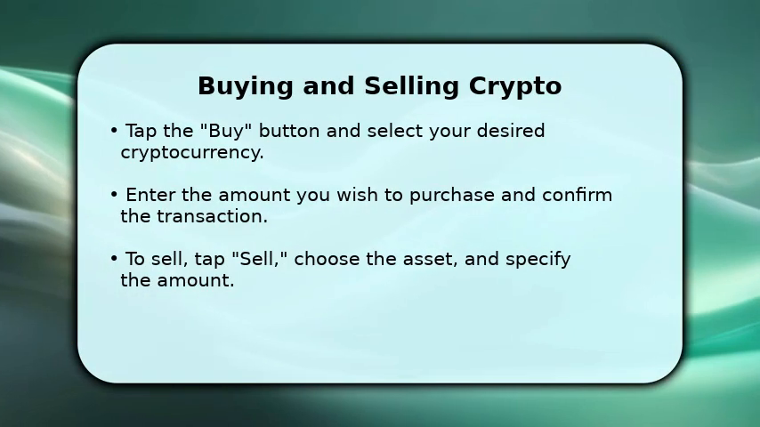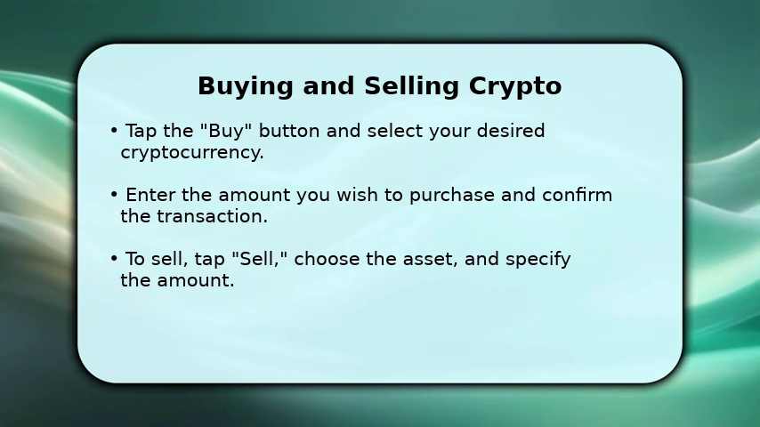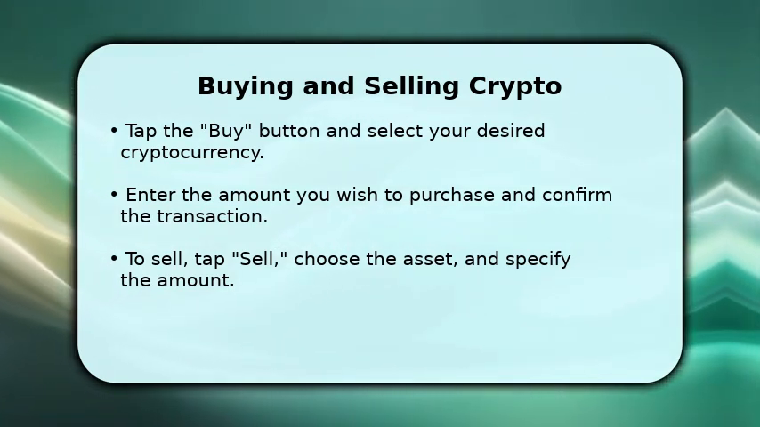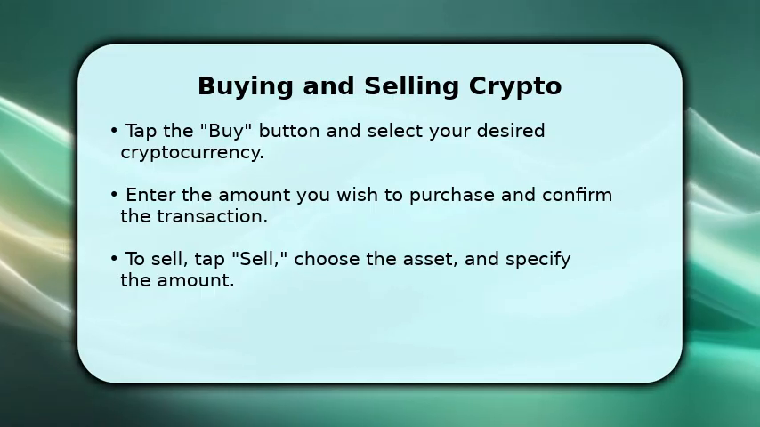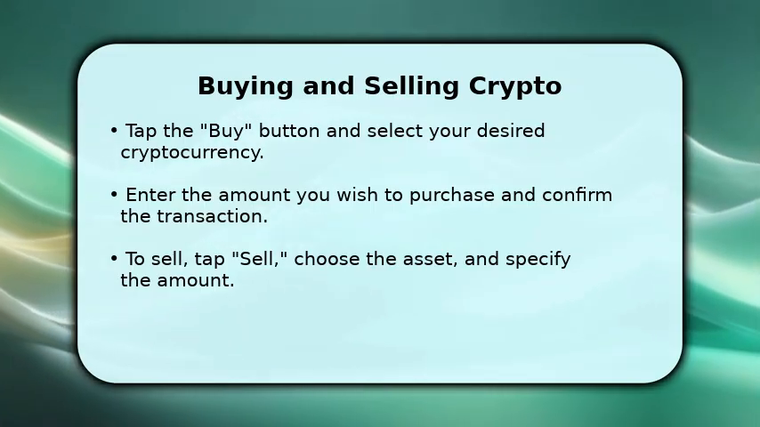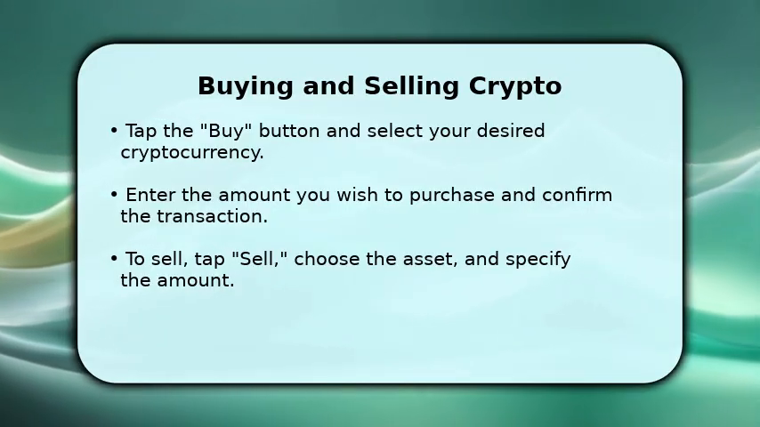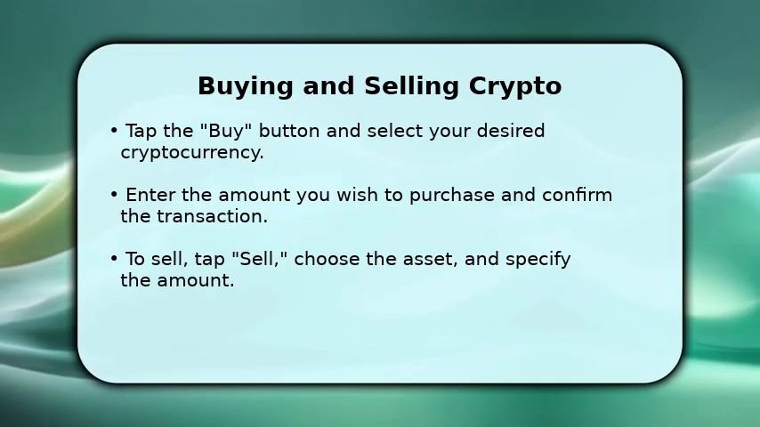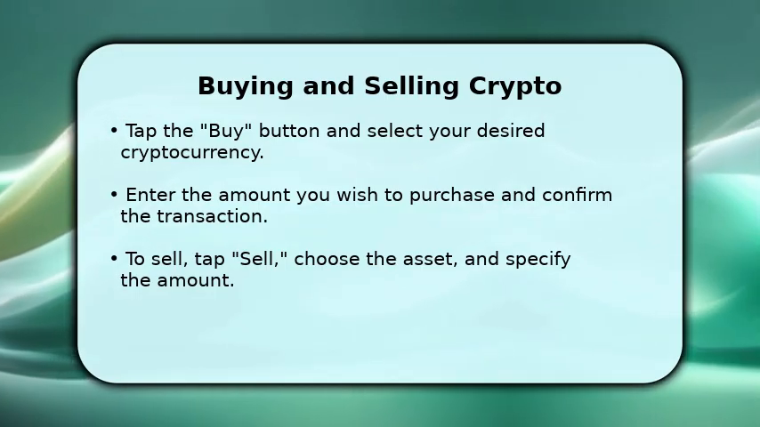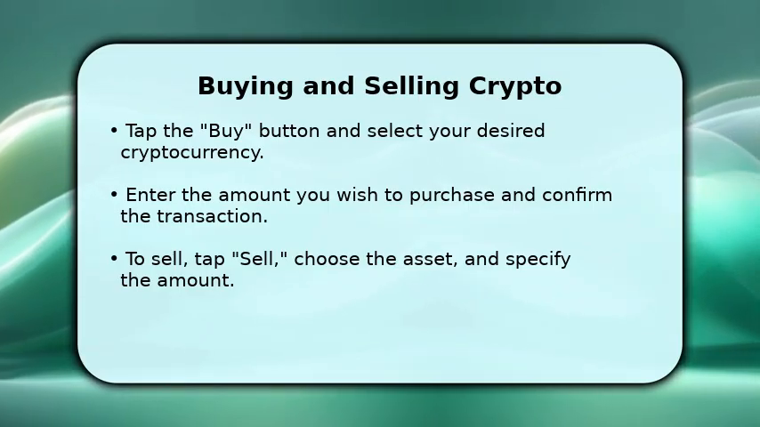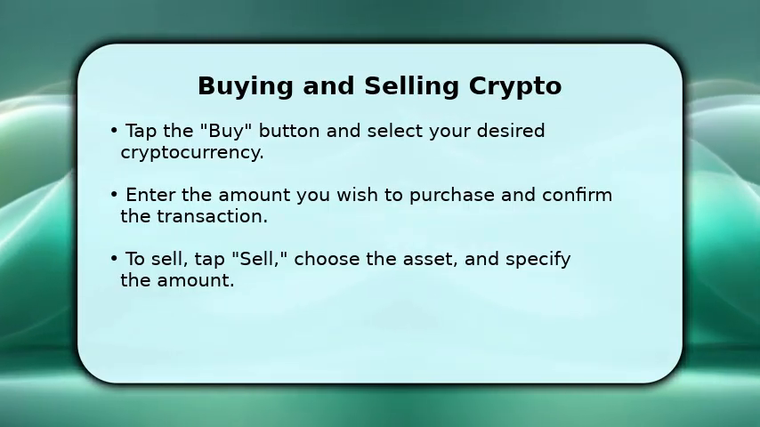Once your account is set up, buying cryptocurrency is straightforward. Simply tap the Buy button, choose from over 250 available cryptocurrencies, and enter the amount you wish to purchase. Review your order details, then confirm the transaction. Selling is just as easy. Select Sell, pick the asset you want to exchange, and specify the amount. Funds are typically deposited into your linked account within 1 to 3 business days.